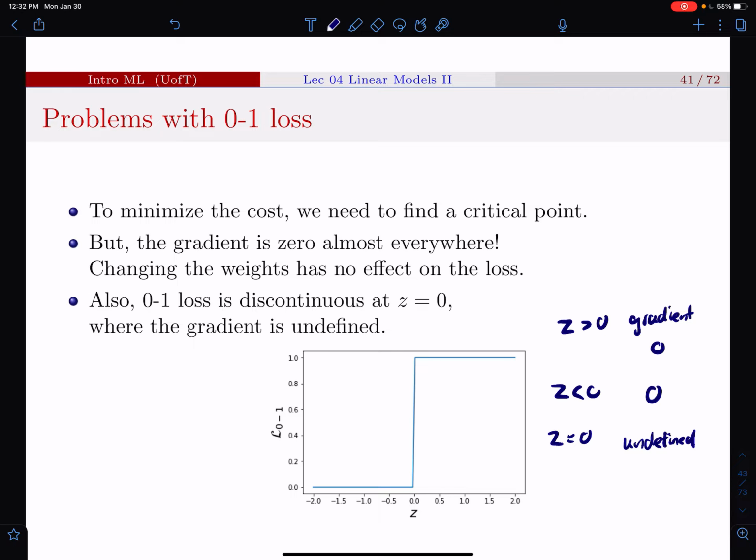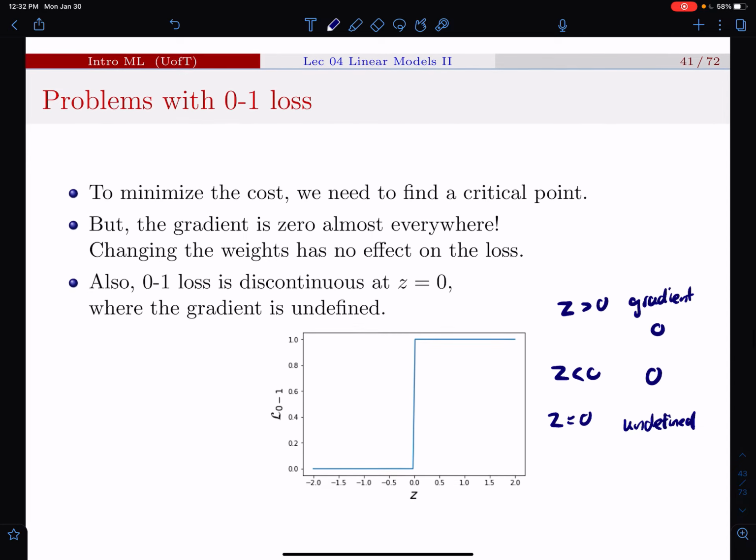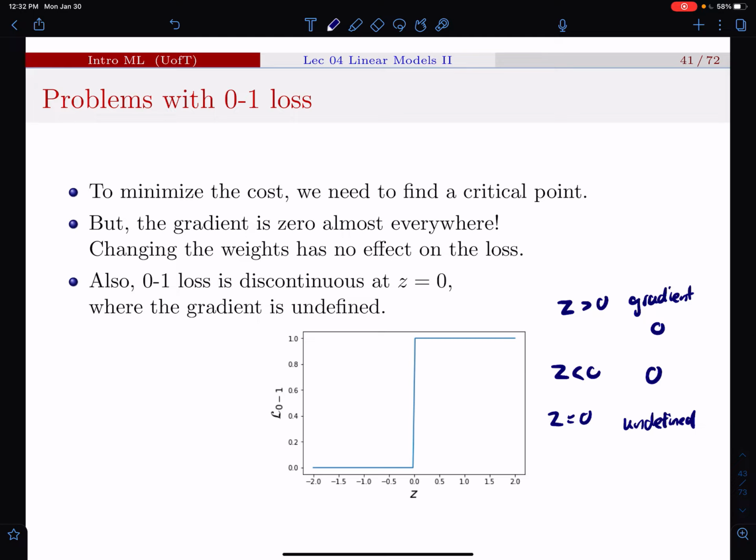So the problem is, if you try to define this loss function and compute updates with your optimization algorithm, you're not going to be able to make any progress, because small changes aren't going to lead you anywhere. Does it make sense why the 0-1 loss function doesn't work?